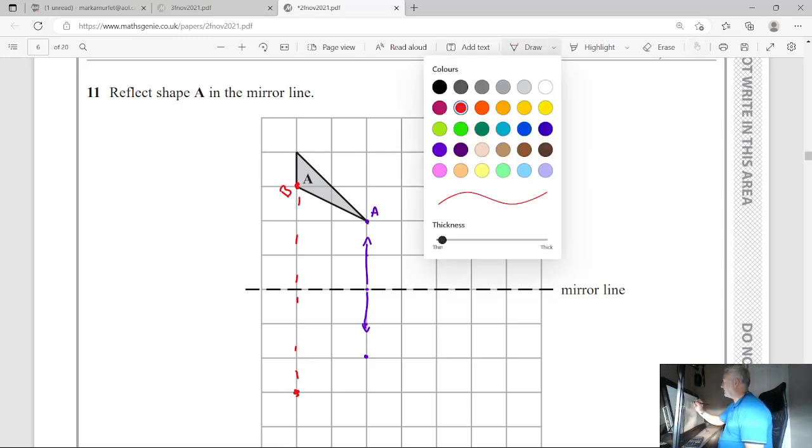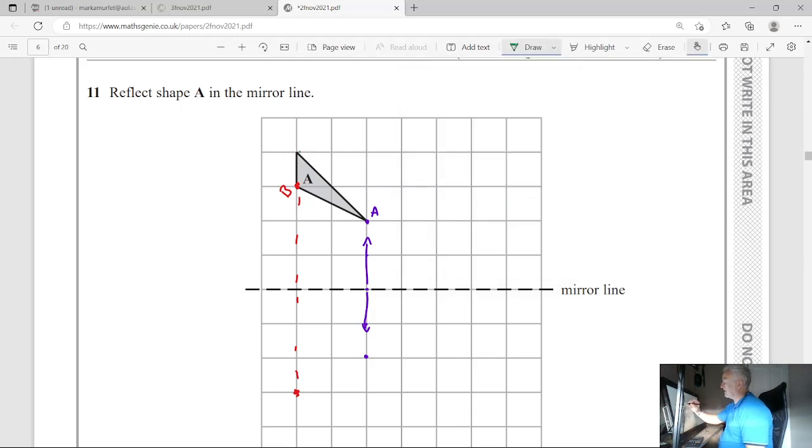And then let's go to the third one. And let's go that point there. And there's 1, 2, 3, 4 squares up. So we're going to go 1, 2, 3, 4 squares down. And that's going to be C. So this is going to be my C dash.